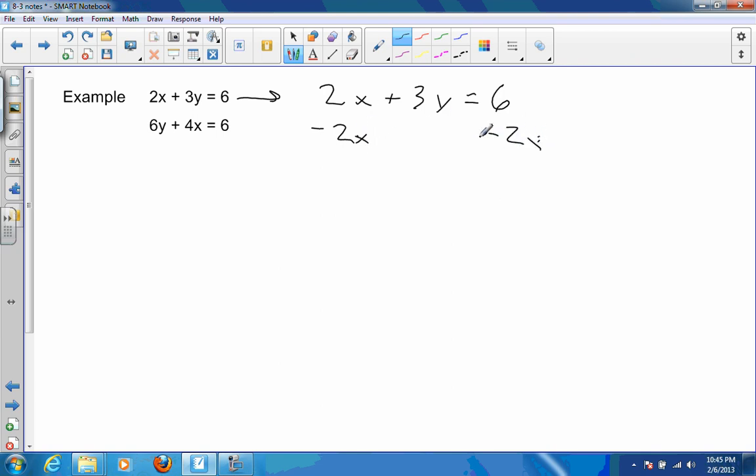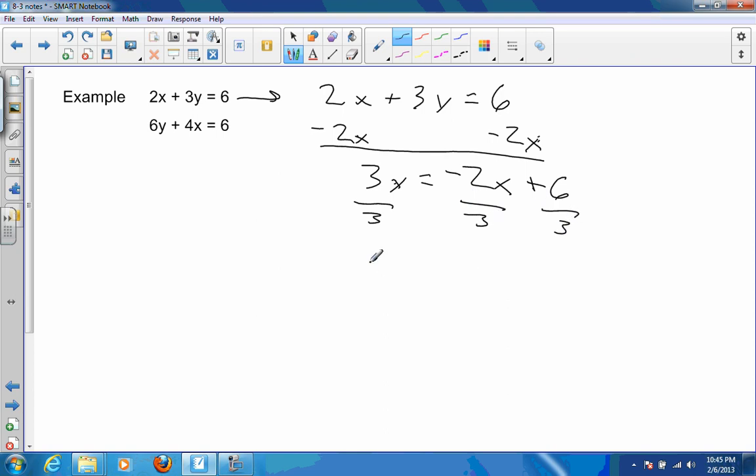So that gives me 3y is equal to negative 2x plus 6. And now I've got to divide everything by 3. Divide by 3, divide by 3. And I get y is equal to negative 2/3 x plus 2. All right, step 1 is done.